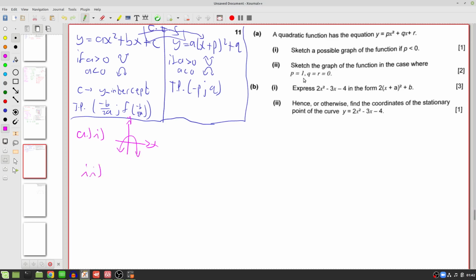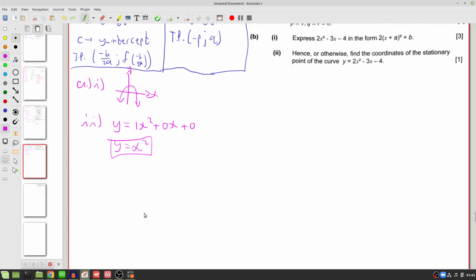The second part of question A, sketch the graph of the function in the case where p is 1 and q and r are both 0. Okay, so let's see what happens if we do that. So if p is 1, q is 0, and r is 0. That just leaves us with 1 times x squared is x squared plus 0 plus 0. So just y equals x squared. Now we see it's a smiley face graph, and then we can sketch it from there. Okay, let's draw a Cartesian plane with our y-axis and our x-axis, and y equals x squared.